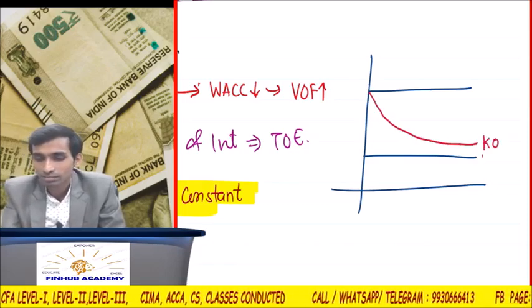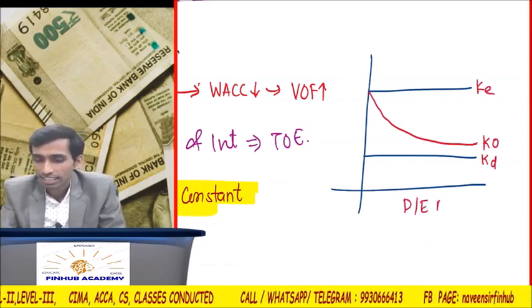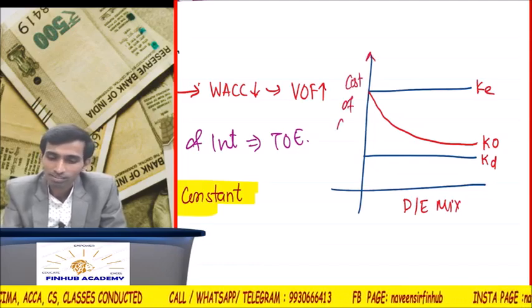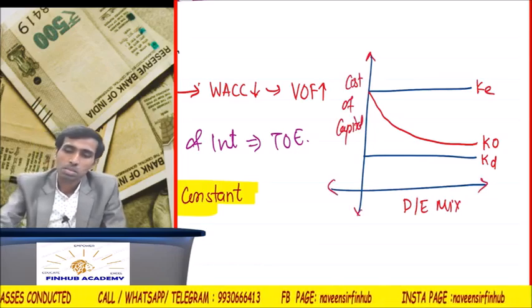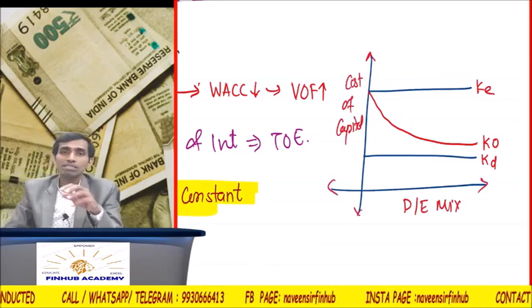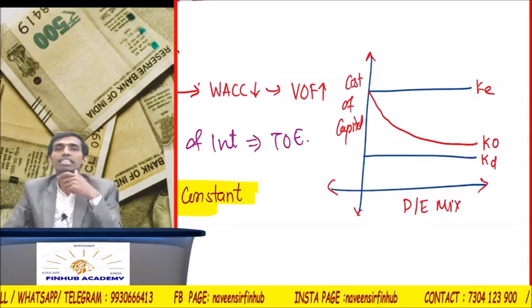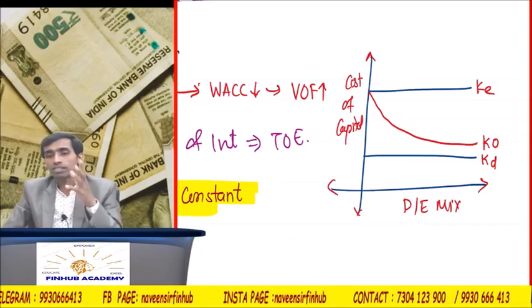You can also make the diagram. KD, KE, debt equity mix on the x-axis, and cost of capital on the y-axis. Done. That's it. I did these two sums so that you can understand the theories. Is that clear? There is a chance that they might ask what happens and all.